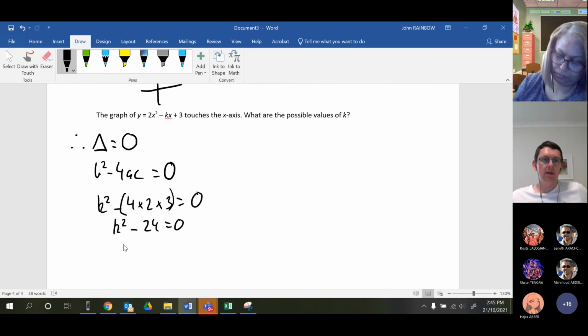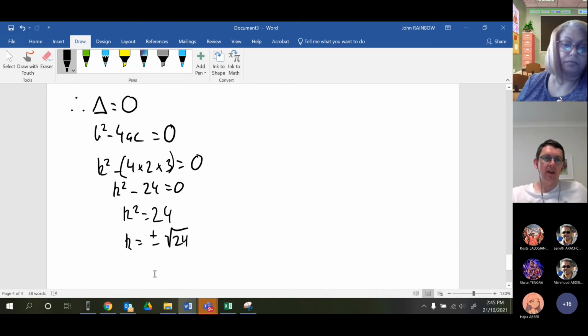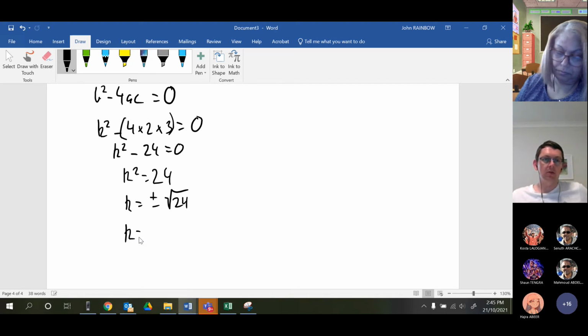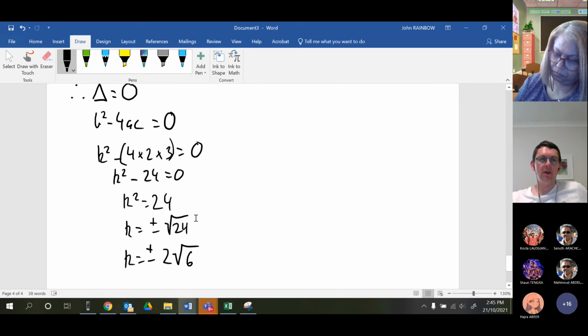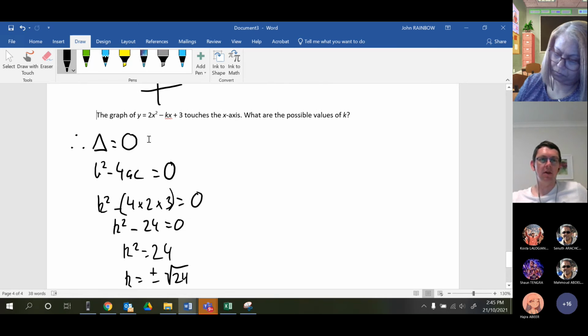So k squared equals 24. Therefore, the value of k must be plus or minus the square root of 24. And I can simplify that, which means k will equal plus or minus 4 comes out of that, which would be 4 times 6, which would be 2 root 6. So that would be my answer. So the possible values of k would be plus or minus 2 root 6, because I know that because it touches the x-axis, the discriminant needs to equal 0. Therefore, this needs to equal 0. Substitute all my values and I get that.